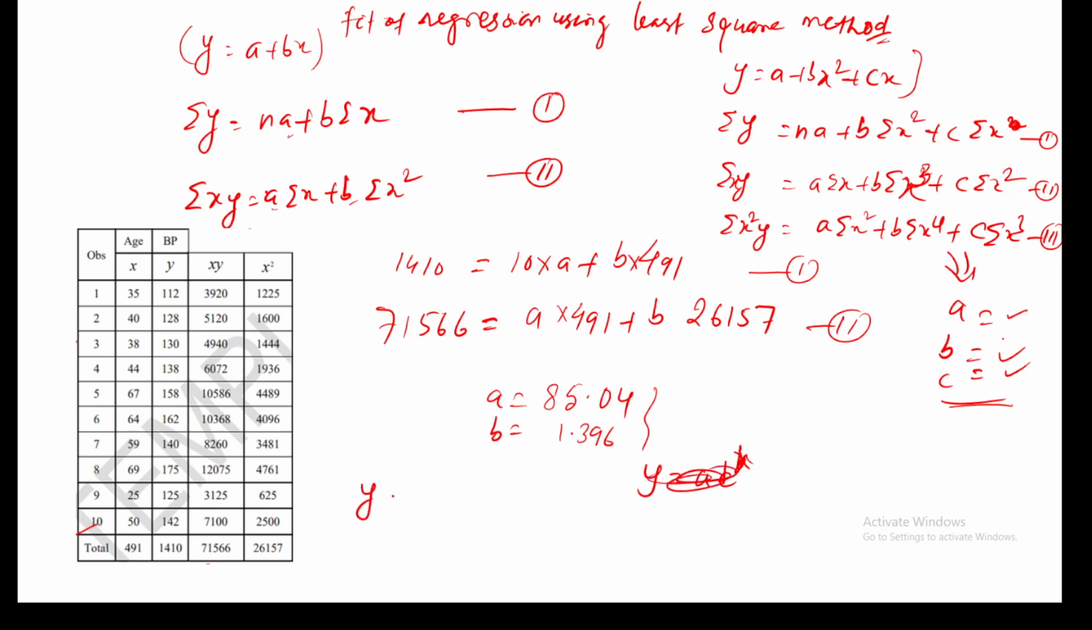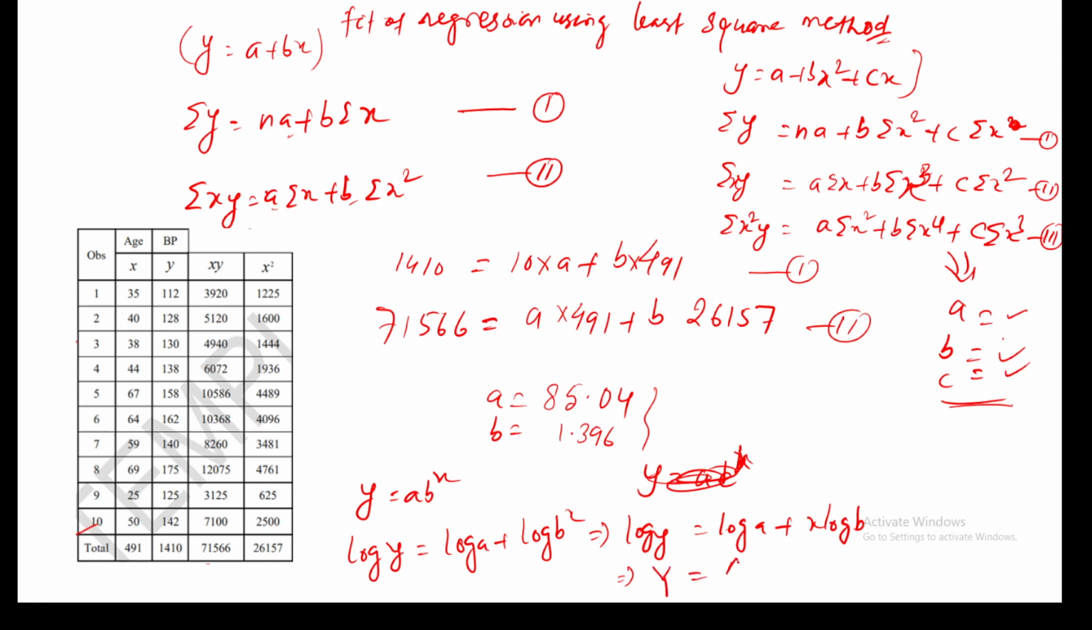Y is equal to a b to the power x. Now we will take the logarithm: log of y equals log of a plus log of b to the power x. That becomes log y equals log a plus x log b. Now we are going to replace with the capital Y, so capital Y is equal to A plus B x.